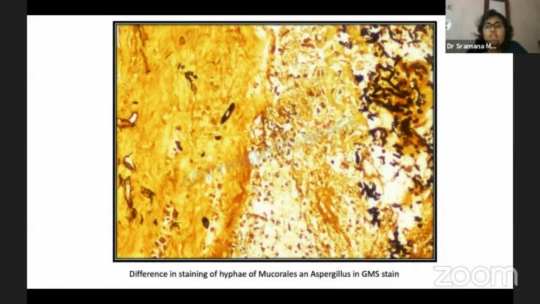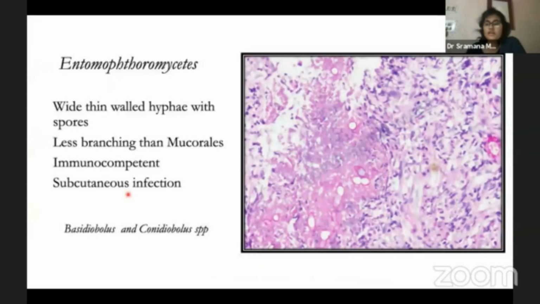So here on the right hand side on a Gomori methenamine silver stain, we can see dichotomously branching filamentous fungal hyphae which are intensely staining with GMS. They look black. But if you look on the left hand side, these are irregular broad fungal hyphae which look quite brown. So the staining pattern is different. So if there is a confusion between Aspergillus or Mucorales, looking at the GMS staining pattern, one can give a presumptive diagnosis.